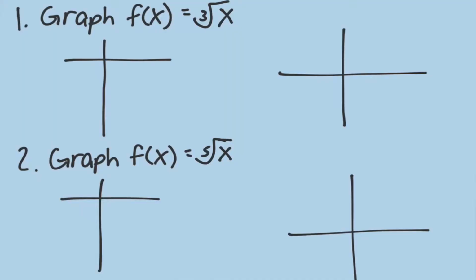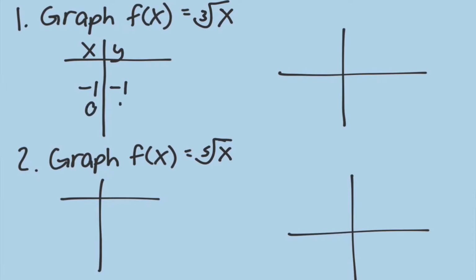Now we're going to look at some odd root functions. We can take the odd root of a negative number. So for example, if we do -1, the cube root of -1 is -1. So -1 times -1 is +1, times -1 is -1. Cube root of 0 is 0, cube root of 1 is 1. If you only need to plot 3 points, then those would work.